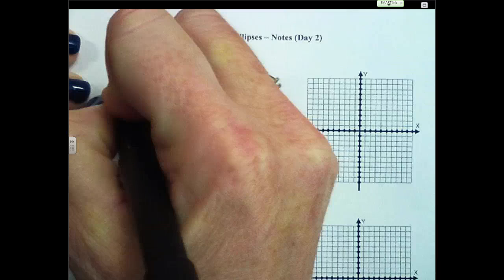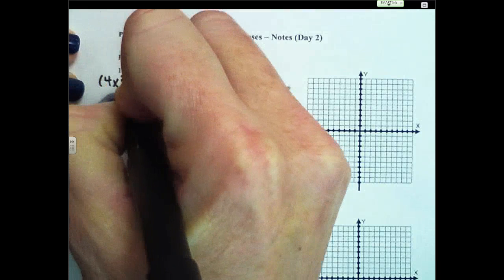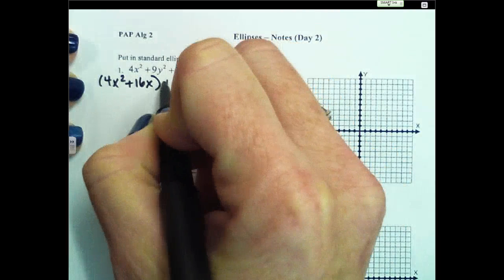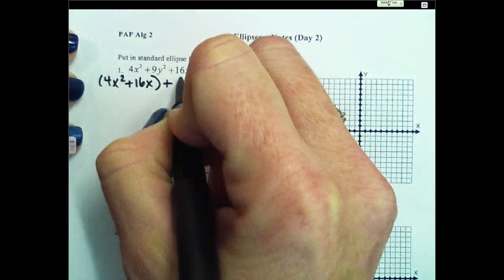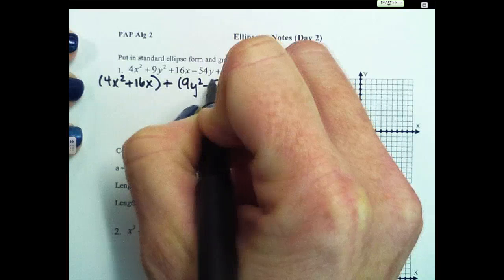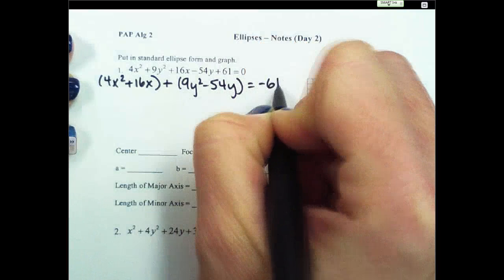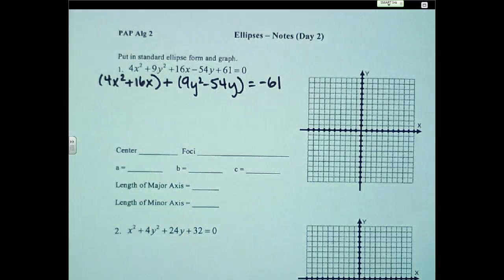So I'm going to take my 4x squared plus my 16x. And because it's an ellipse, it's always got a plus in the middle. And then my 9y squared minus my 54y, and I'm going to move the 61 to the other side. I know it needs to be 1 over on the right-hand side, but it's not quite ready for it yet. But our goal at the end is to get that.